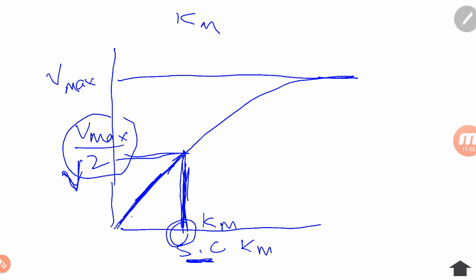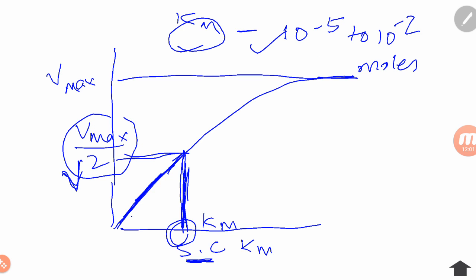And you know, the Km value of the majority of the enzymes in the human body is 10 to the power of minus 5 to 10 to the power of minus 2 moles. You need to make a note of this value. This is an important value which was asked in the exam many times.